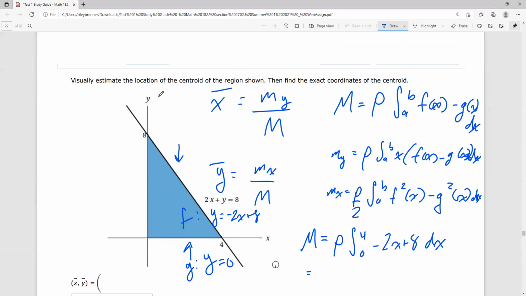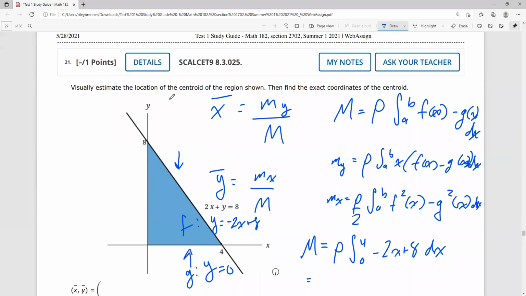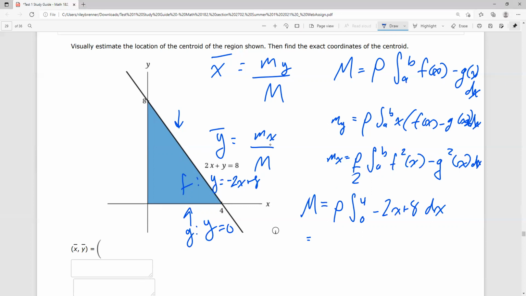What is rho? Did they even give us what rho is? Or are we just assuming it's 1? No, it cancels out, doesn't it? Yeah, it cancels out. Okay, so rho will cancel out, so we can just leave it there for now.